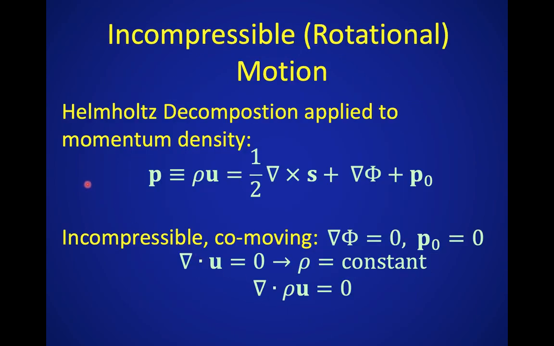We can use a Helmholtz decomposition to take any vector field, but in this case the momentum density, so density times the velocity field. We can divide that into a curl and a gradient of a scalar and a constant component. So if we make these last two terms zero, we have incompressible motion with zero divergence and also constant density.